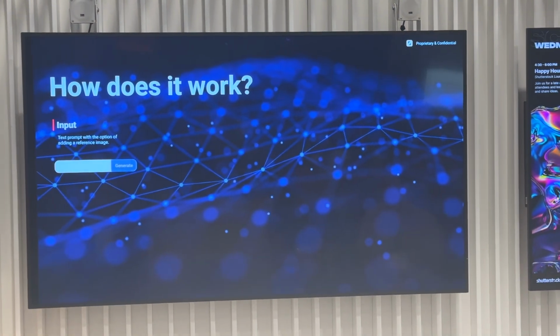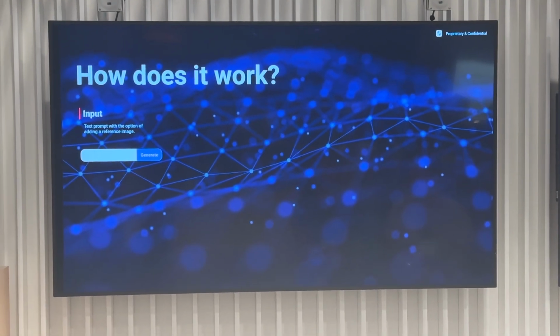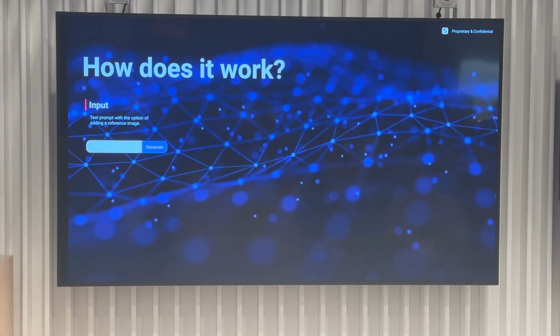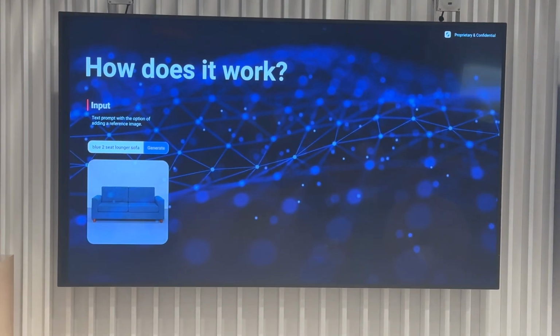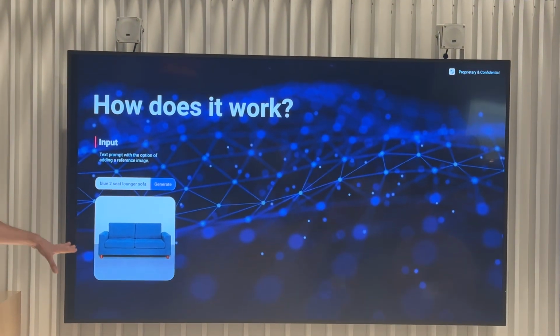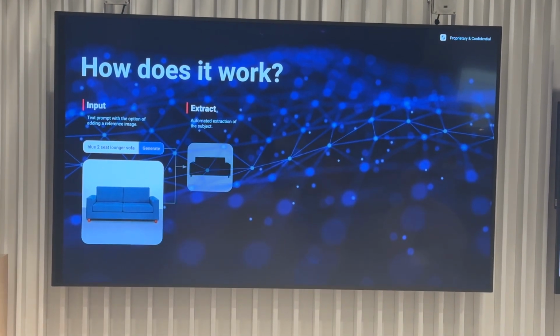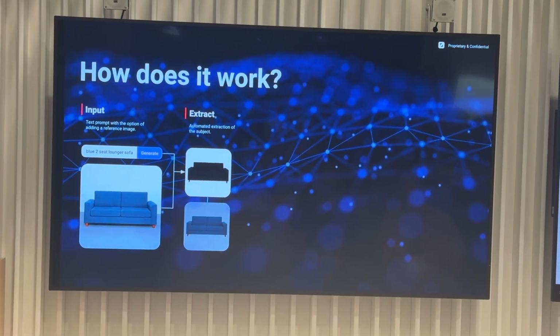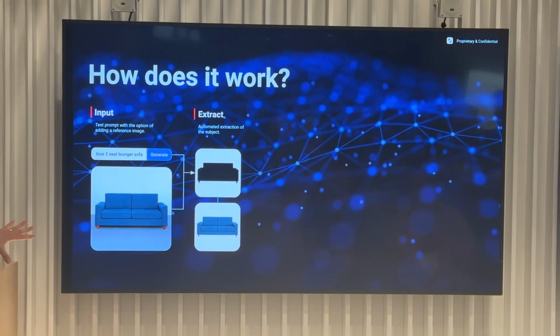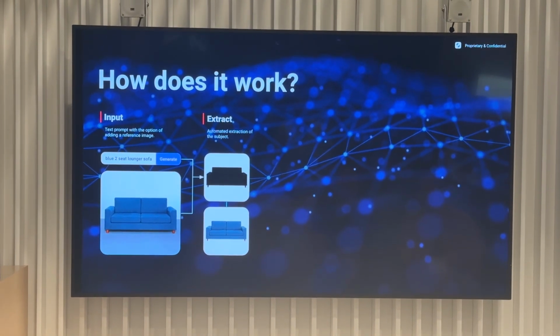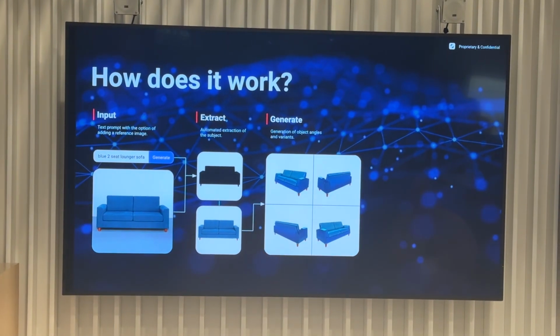So how does it work? By now everybody's pretty used to prompting, and I've showed you that you can add an image. So let's do a blue 2-seat lounger, and this is what I'm feeding in, and this is the prompt that I put in. Once you submit it, the AI essentially extracts it from the background. This is quite an easy one, but it can do a much more complex material if it knows what it's looking at. And then it'll generate you the previews here.